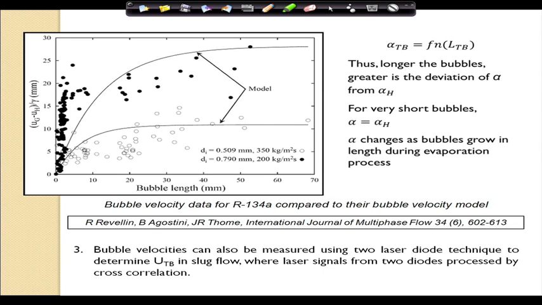So, there was one way of finding out UG by photography, there was another way from the mass balance equation, and the third way, if you remember when we were discussing the experimental estimation of flow patterns, we had discussed an optical probe technique. By this optical probe technique, I had mentioned that we can know the distribution of the voids, which gives us an idea regarding the flow pattern.